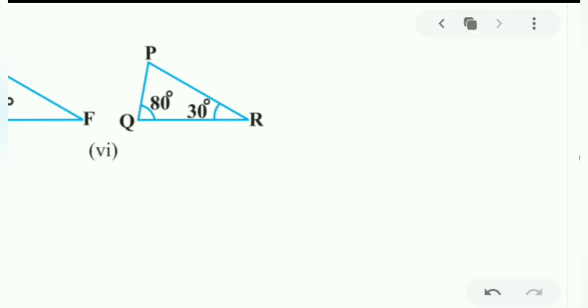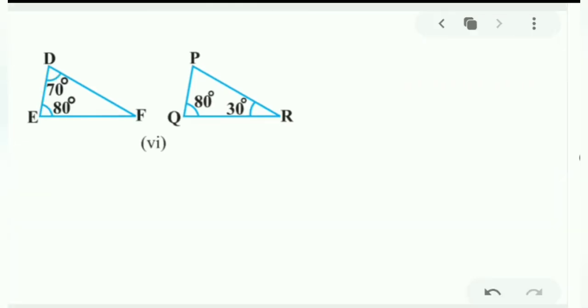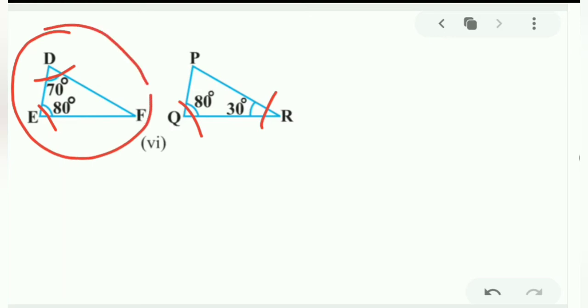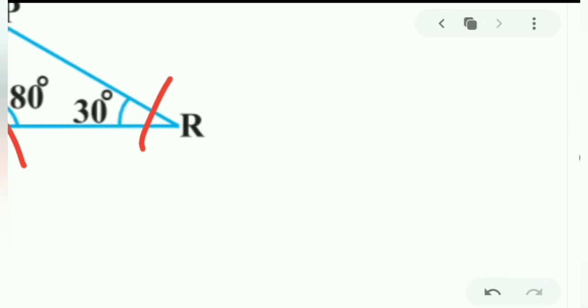That is question number 6. As you can see on the screen, what is given? Angle E is given as 80 and angle Q is given as 80. Angle D is given as 70 and angle R is given as 30. The most important thing is that we will use the angle sum property here. If we add angle D plus E plus F, let us find angle F.